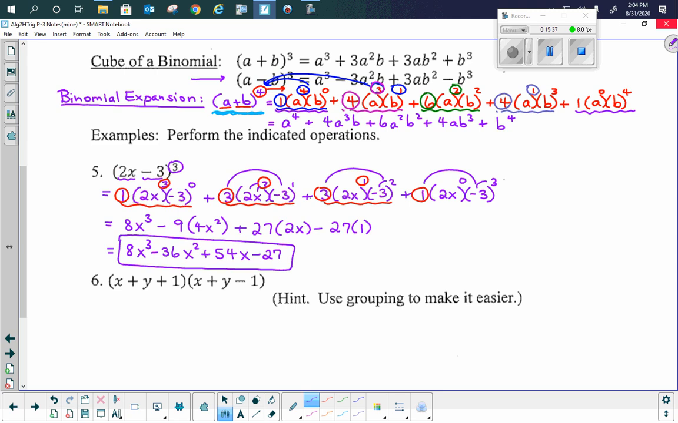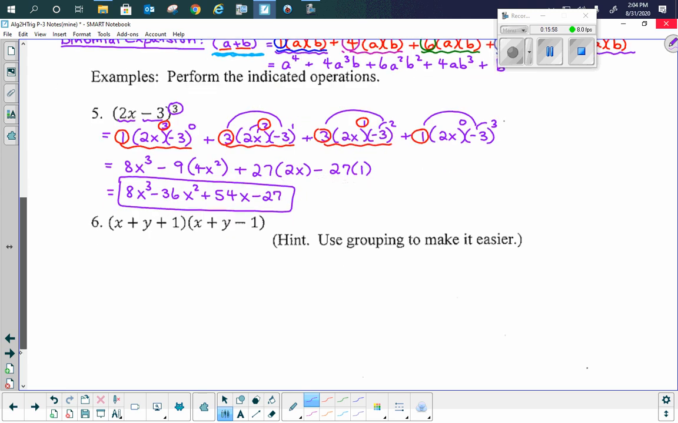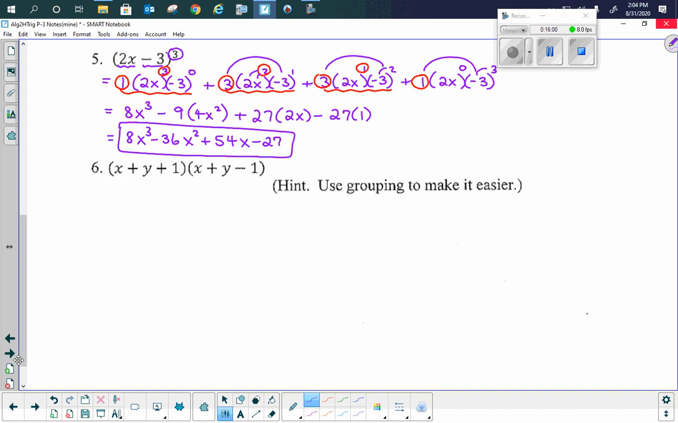Okay, I guarantee those 2 lines of work is a whole lot shorter than multiplying that out 3 times. Or especially if you think about something, if I raise that to something like the 12th power, a lot of writing on that first step, but it's still going to be a whole lot easier than multiplying something out 12 times. Okay. All right, 6, they're giving us a little hint here of trying to use grouping to make it easier.